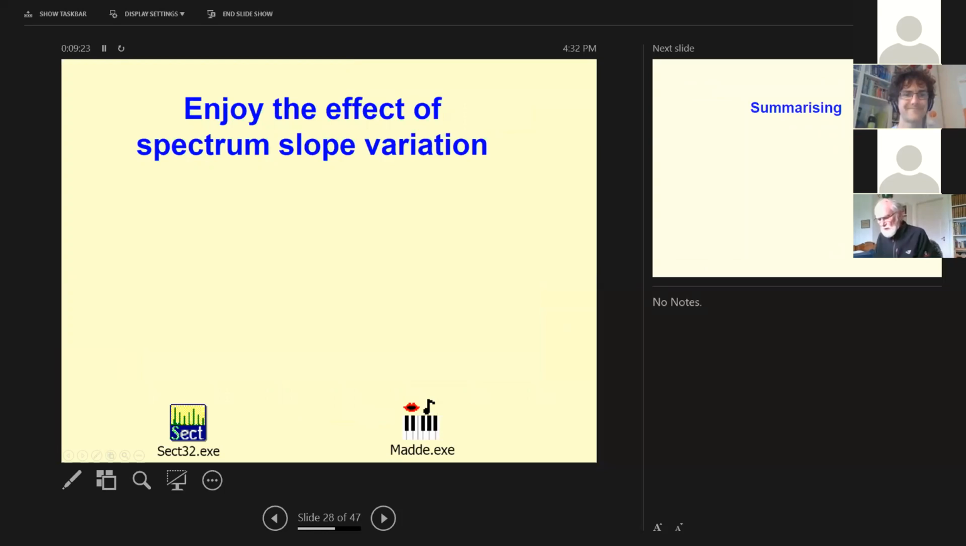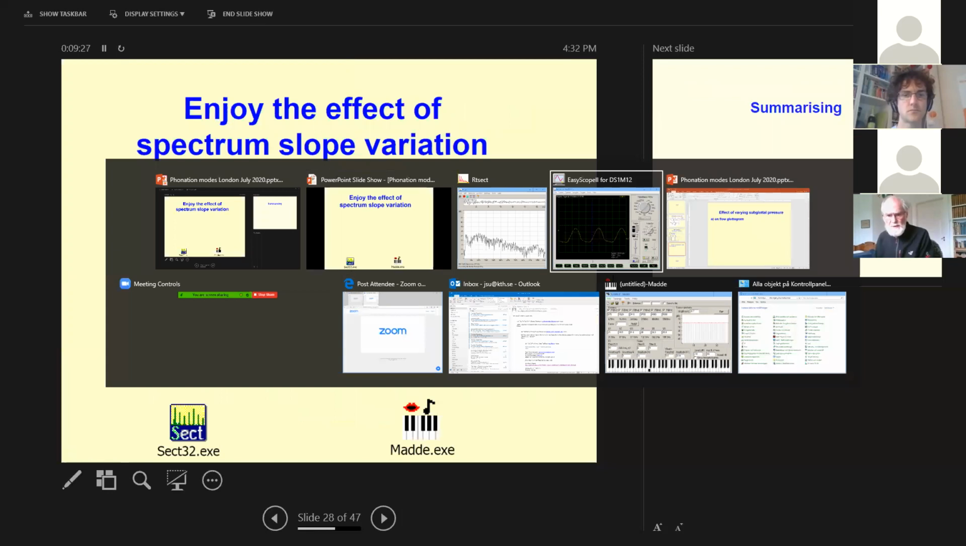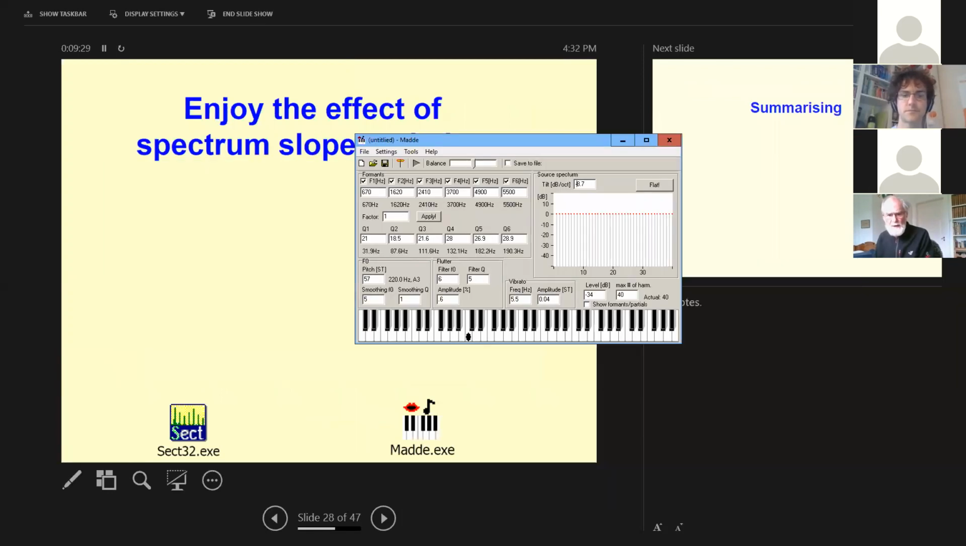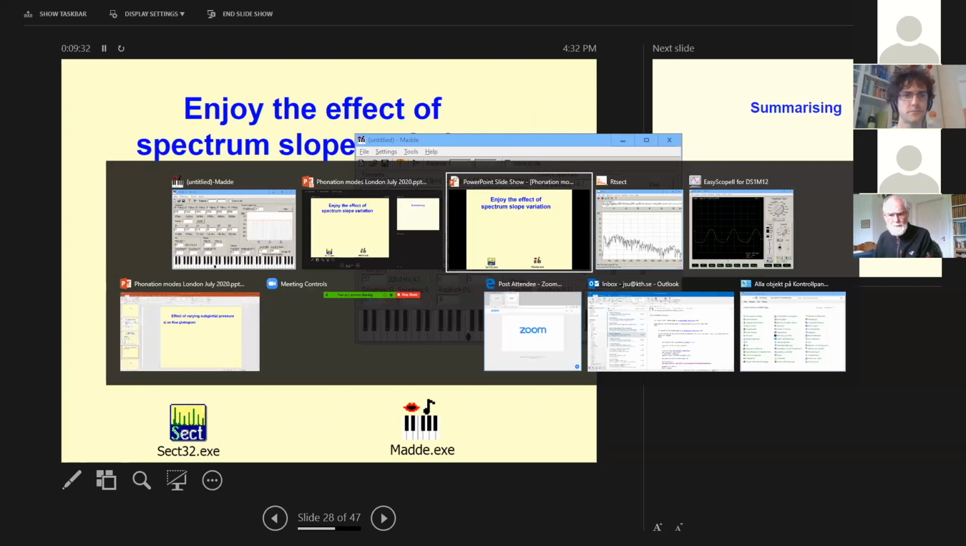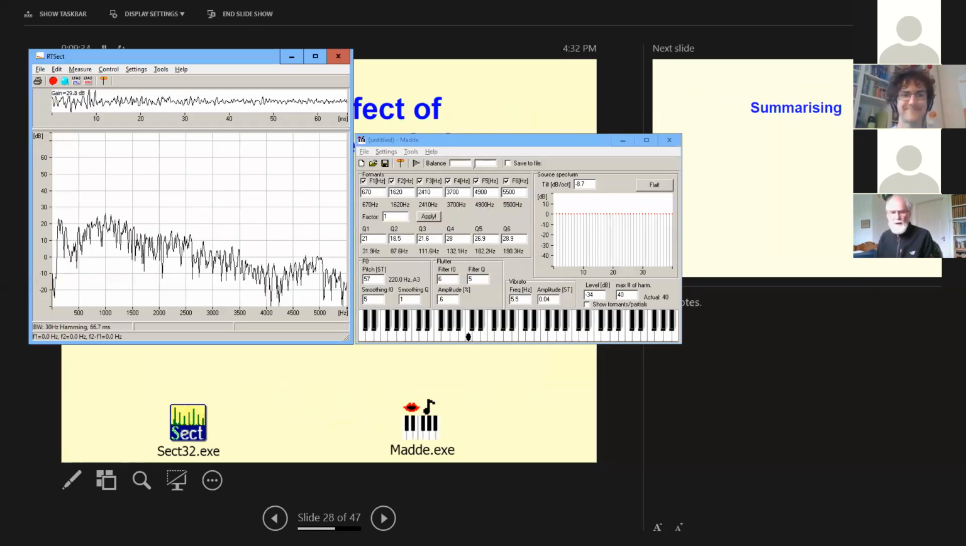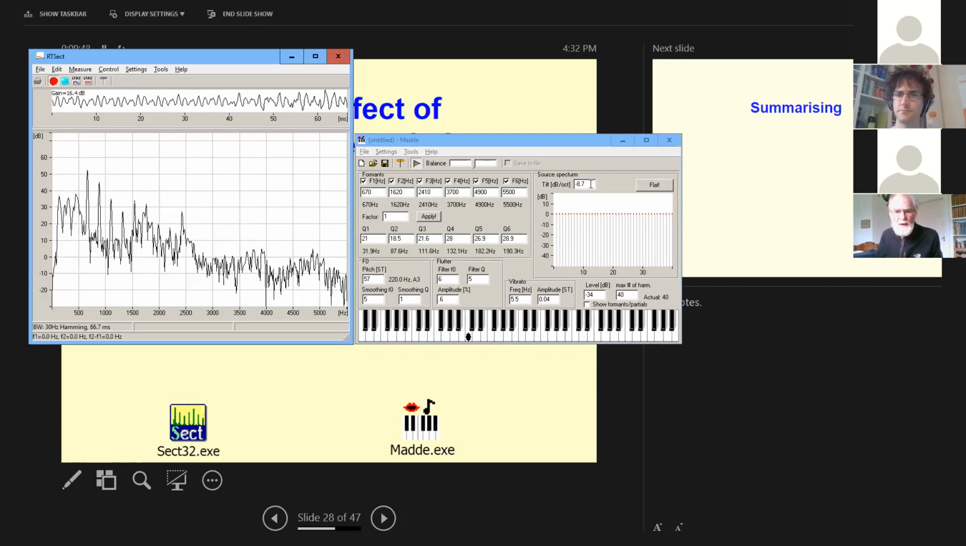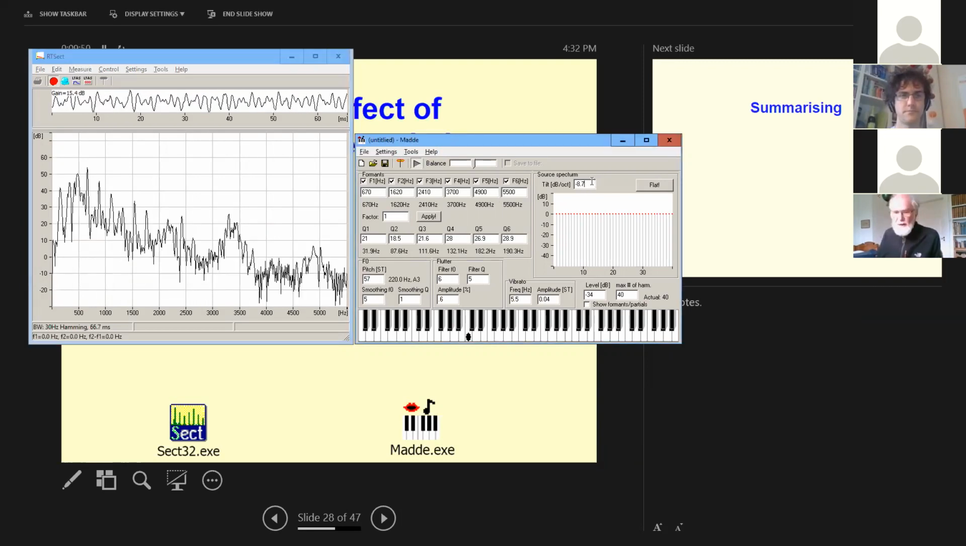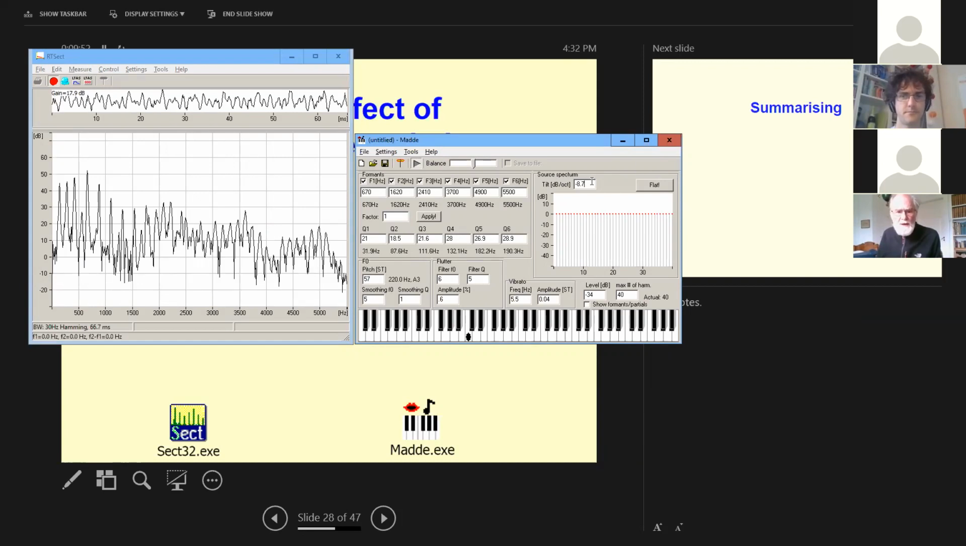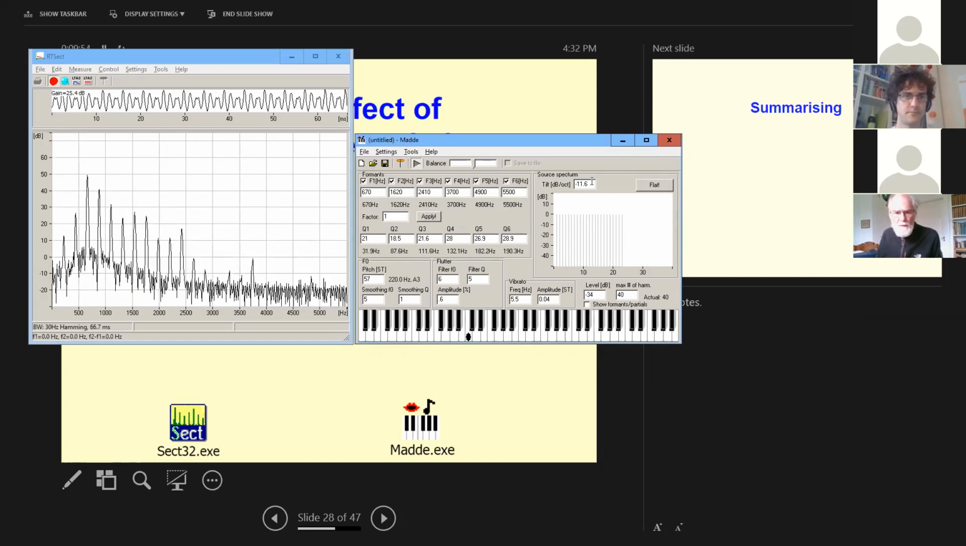Then I would like to introduce the MADDE synthesizer together with the spectrum, and then I would like MADDE to clear its throat. Yes, and you could hear him. Yes, we can hear. And I could vary the spectrum slope here, and you will hear how it sounds.